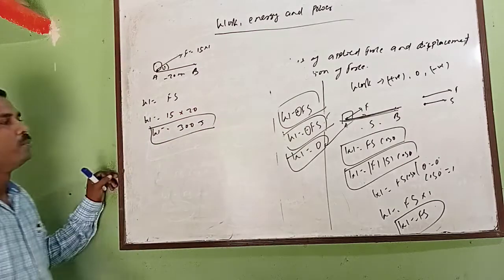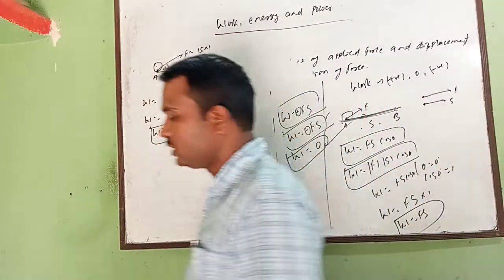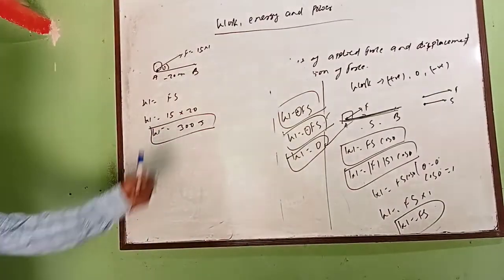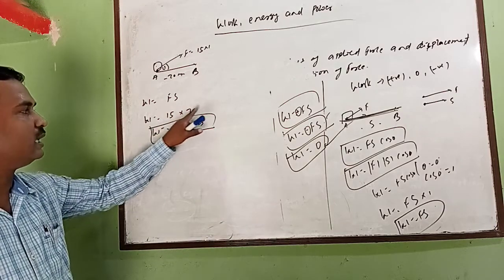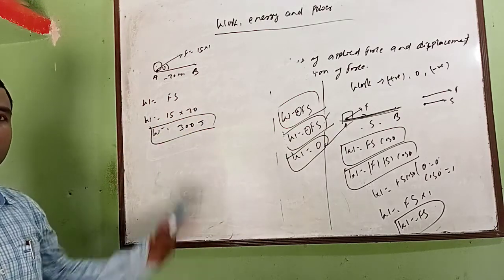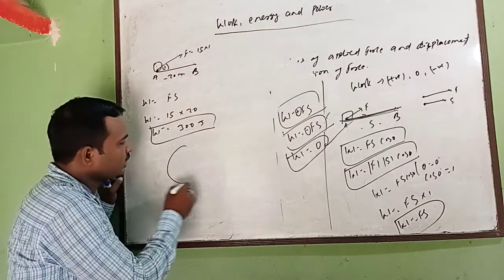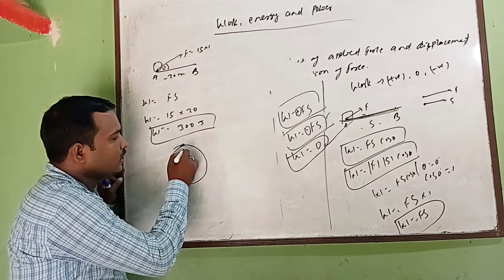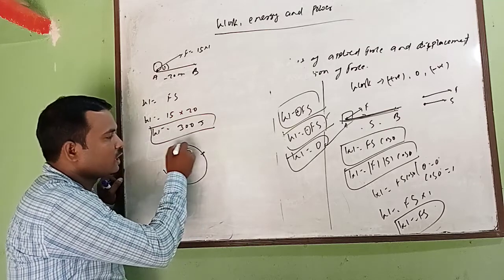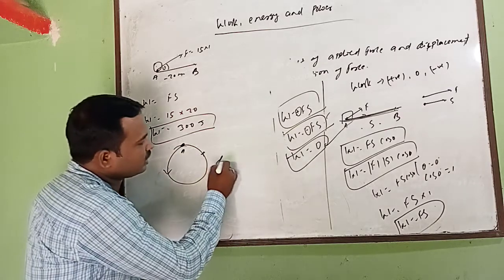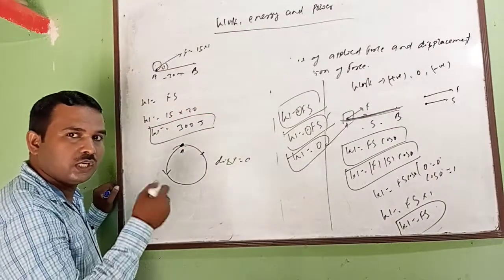But suppose you have to convert joule to the CGS unit. Then you convert it to dyne, and the distance you take in centimeters. You can write that also. And suppose the object is moving in a circular path. The object starts from A and again reaches point A. So what is the displacement? Displacement is equal to 0. If the displacement is 0, the work done will also be 0.